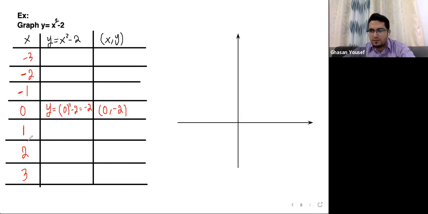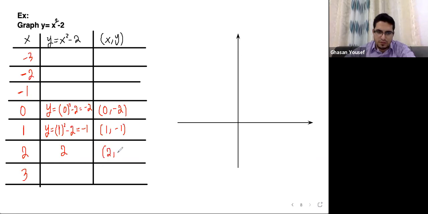What about the 1? 1 squared minus 2. What is it? It is 1 minus 2, which is -1. This is correct. So at 1, I get -1. What about 2? 2 squared is 4. 4 minus 2 is 2. At 2 is 2. So the point is 2, 2.